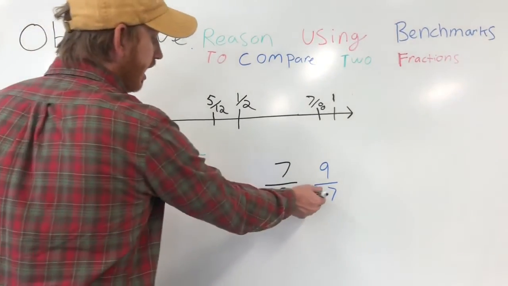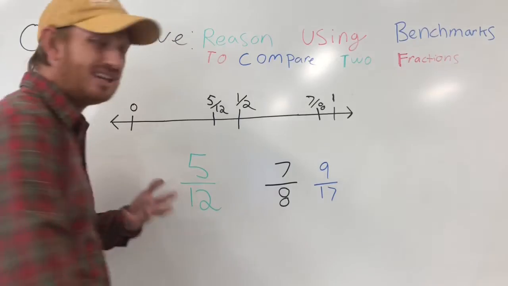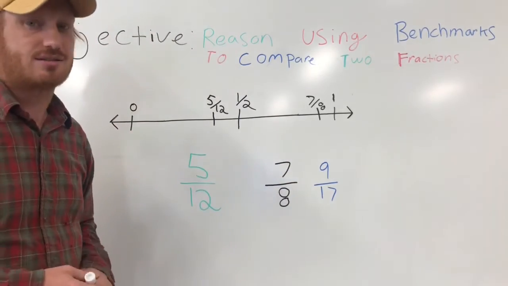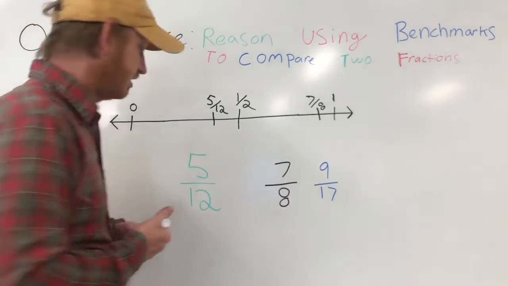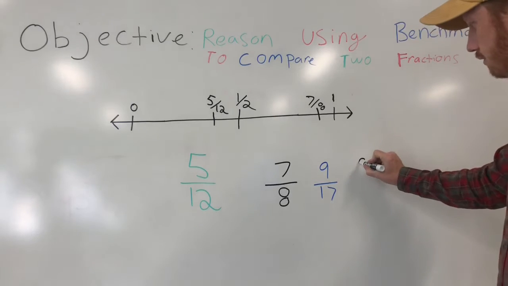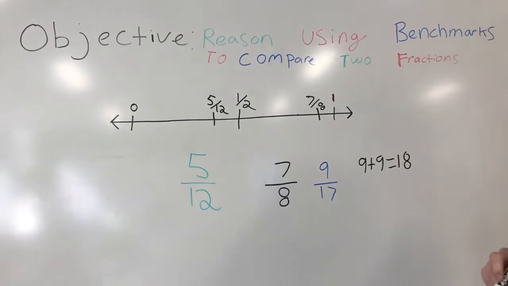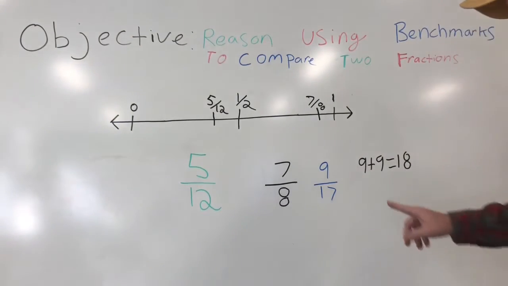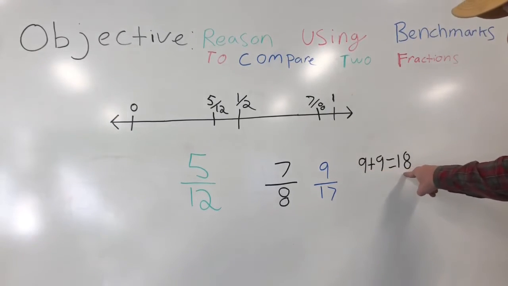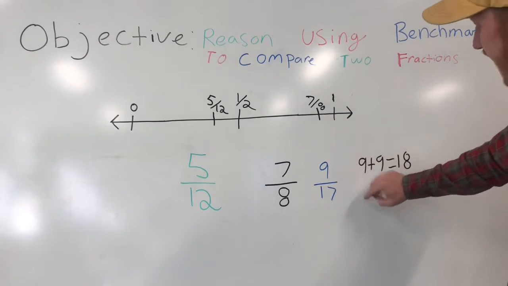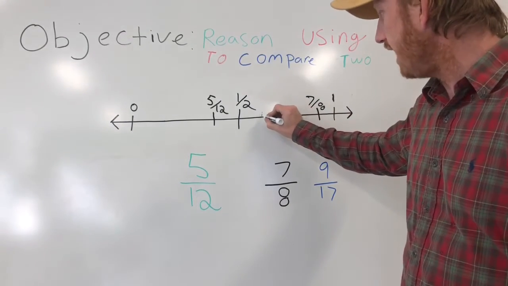And then lastly, 9/17. Well, that might seem tricky because it's such a big number. 9/17, geez. But if you had 9 twice, let's do that real quick. 9 plus 9 equals 18. So that means that 9 is more than half of 17, because 9 doubled is 18. So all I have to do is know that I'm past 1/2.